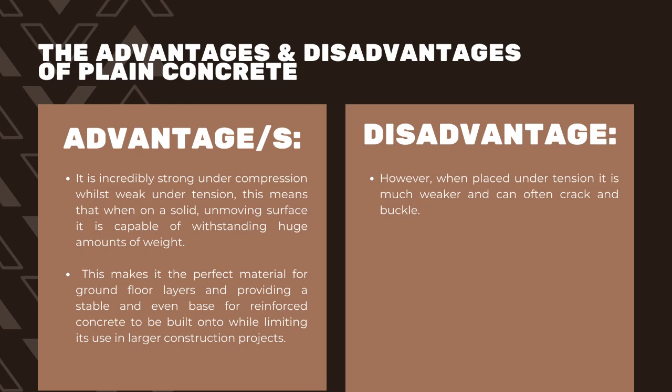The advantages and disadvantages of plain concrete. Advantages: it is incredibly strong under compression whilst weak under tension. This means that when on a solid, unmoving surface, it is capable of withstanding huge amounts of weight. This makes it the perfect material for ground floor layers and providing a stable and even base for reinforced concrete to be built onto, while limiting its use in larger construction projects. Disadvantage: however, when placed under tension, it is much weaker and can often crack and buckle.